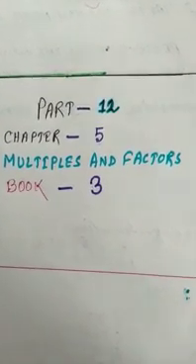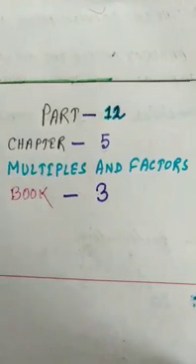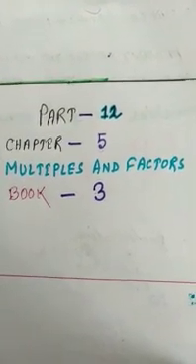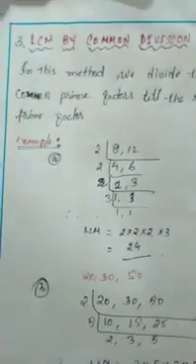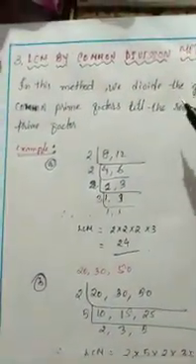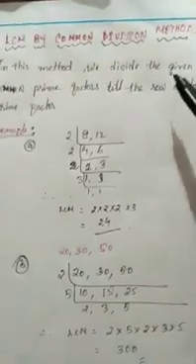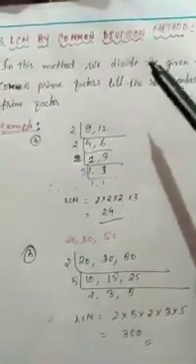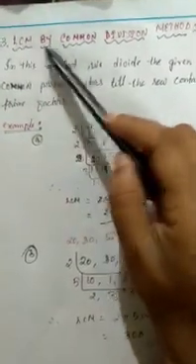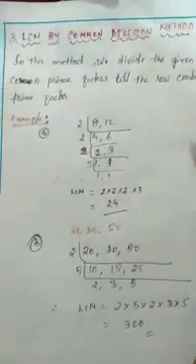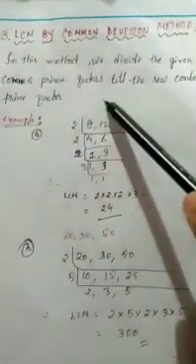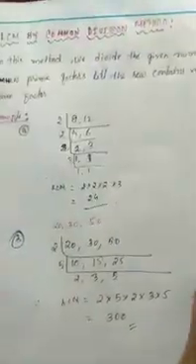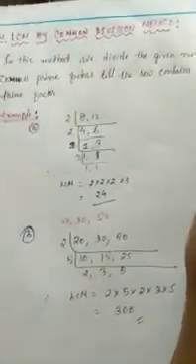So today we are going to do one more new method, that is the common division method. In our last class we did the LCM by prime factorization method, and today we are going to learn LCM by common division method. In this method we divide the given numbers by common prime factors till the row contains no common prime factor. Let's do it together.